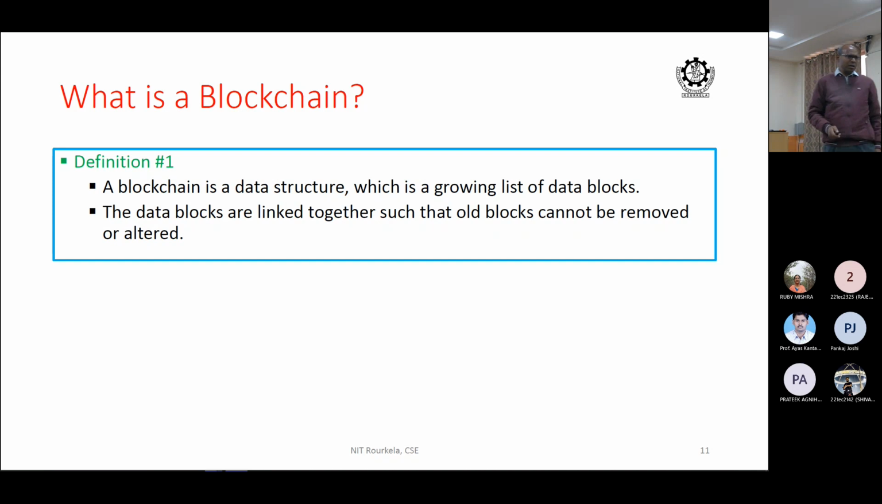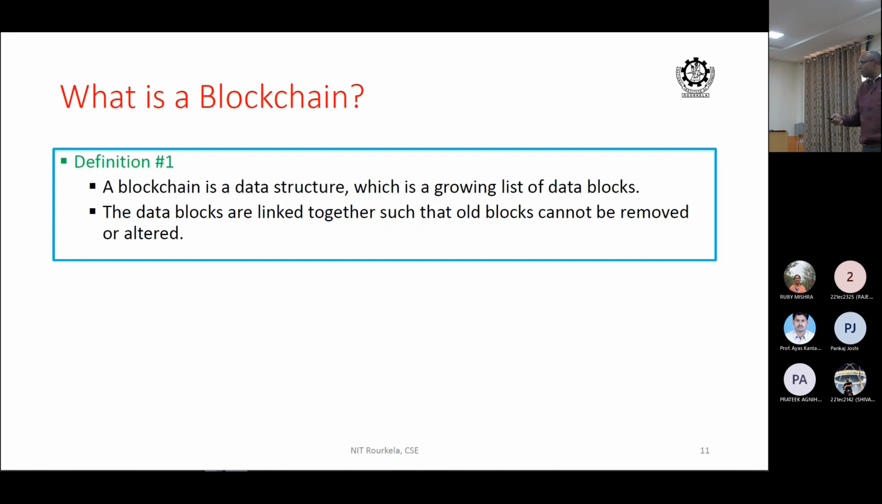So let's define what's the blockchain. Blockchain has many definitions, but all the definitions have the same meaning. A blockchain is a data structure which is a growing list of data blocks. So basically, in computer science terminology, it's a linked list, and each node is a block in the list. These data blocks are linked together such that blocks cannot be removed. Once a block is entered into the chain, you cannot alter or remove the blocks. You need integrity of the data.